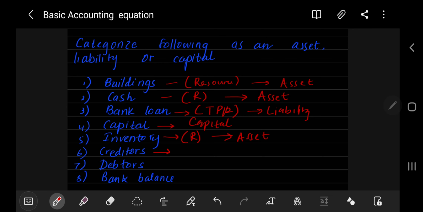Creditors means they will give the resource to us or to the business with the promise of paying later. So therefore that is a third party payable. So we consider that as a liability of the business.